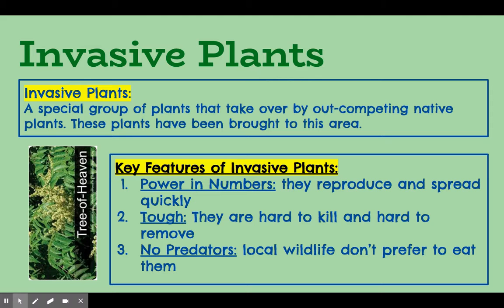And then the third reason is no predators. Local wildlife do not prefer to eat them. So the animals around our area, they like native plants. They like, for instance, on last week's video, that walnut tree. The deer and the squirrels and animals like to eat those walnuts. They don't like to eat what invasive plants grow, and they don't like to eat the leaves and things like that on invasive plants. So they're kind of the last resort.